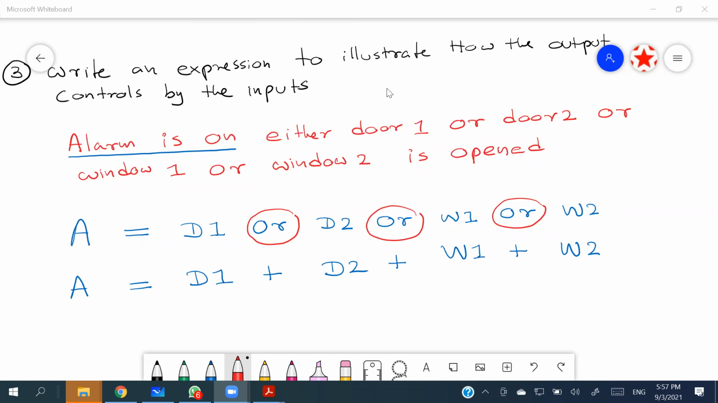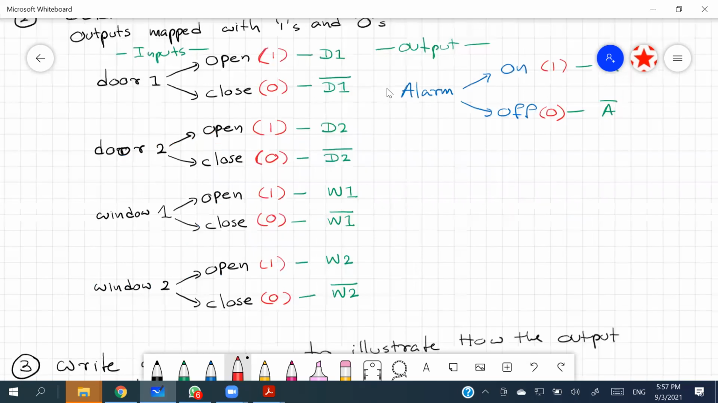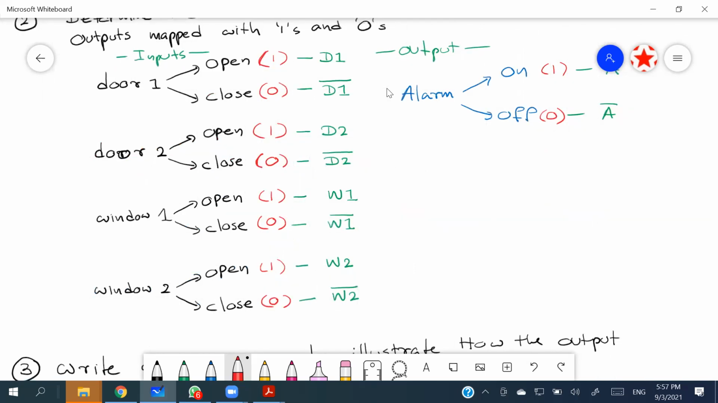So then we have summarized the things. We have taken either door 1 or door 2 or window 1 or window 2 is opened. Now, the open state. Open is indicated by 1 regarding a door or a window, right? So according to the variables that we have figured out, we can use D1, D2, W1, and W2. We don't need to use any D1 bars, D2 bars, W1 bars, and W2 bars.